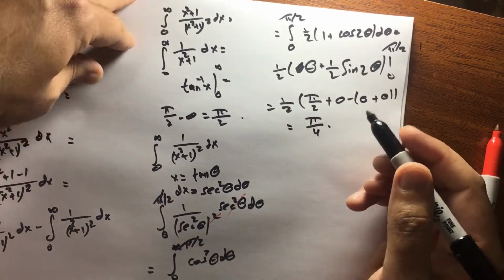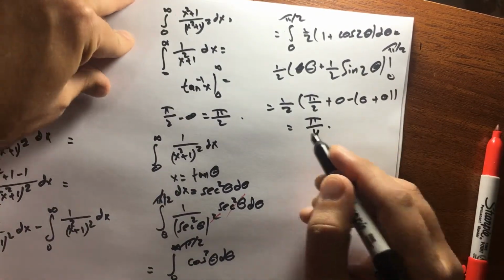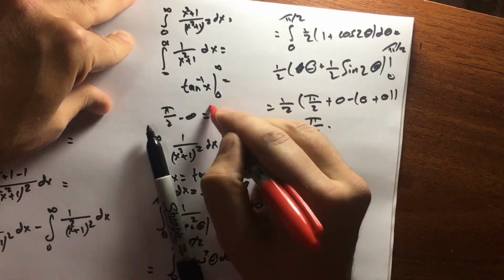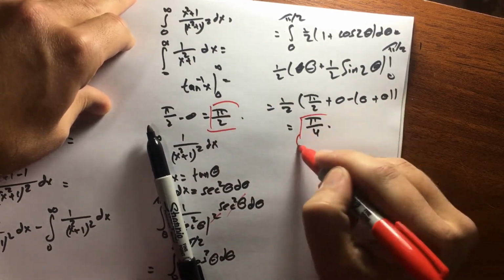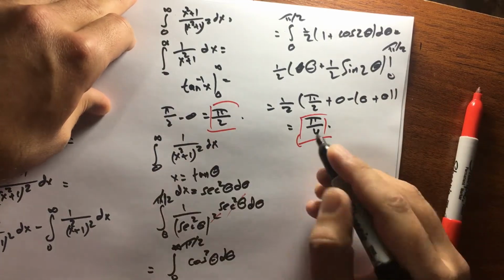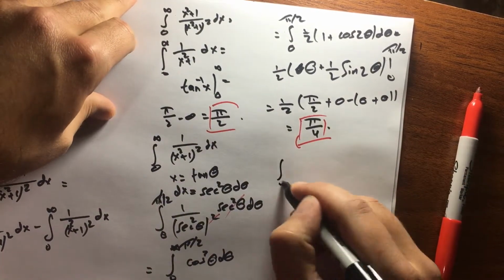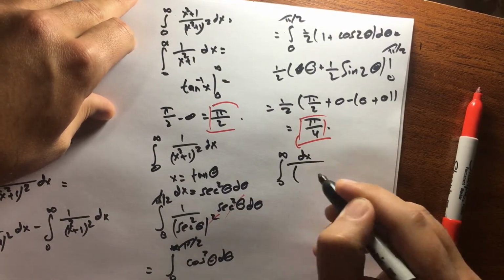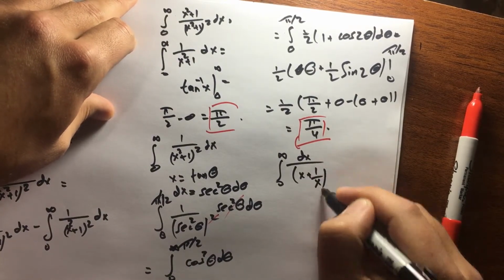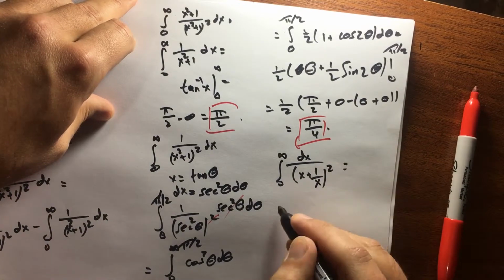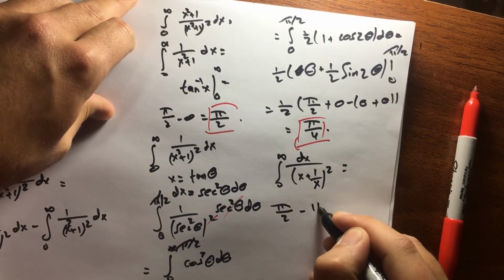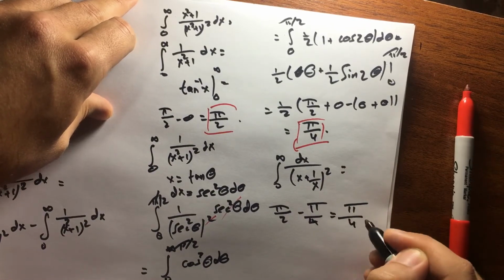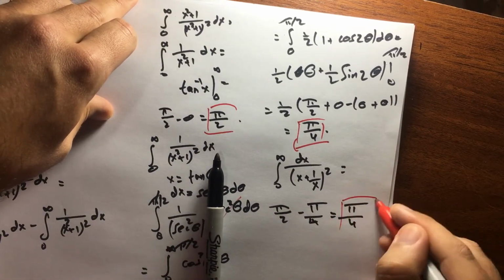So therefore our original integral equals the first part, which is here, pi over 2, minus this part, which is here. So this equals the integral from 0 to infinity of dx over (x plus 1 over x) all squared, equals pi over 2 minus pi over 4, and this equals pi over 4, and this is the final answer.